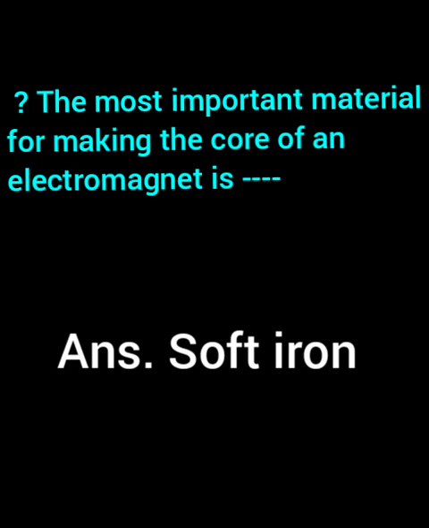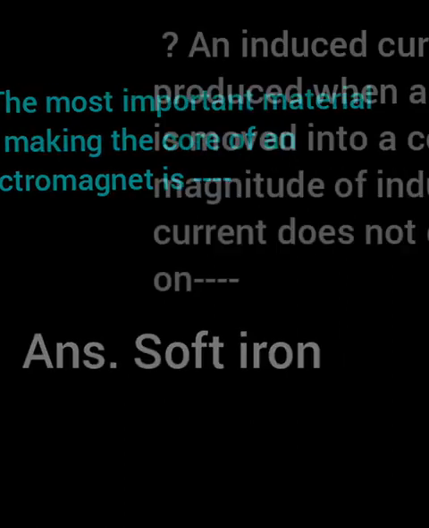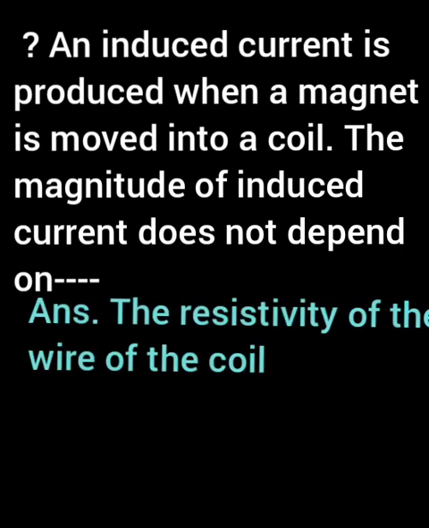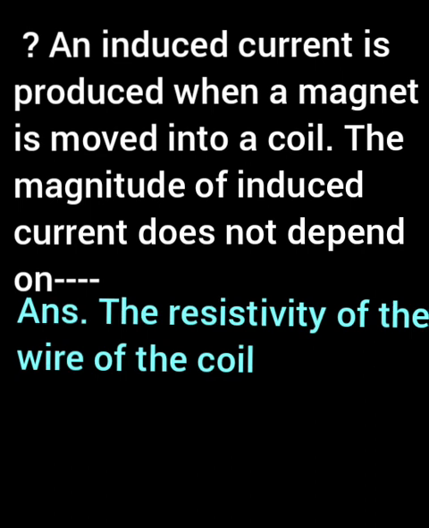So next question. An induced current is produced when a magnet is moved into a coil. The magnitude of the induced current does not depend on. So here it is given that an induced current is produced when a magnet is moved into a coil. The magnitude of induced current does not depend on. The correct answer is the resistivity of the wire of the coil.